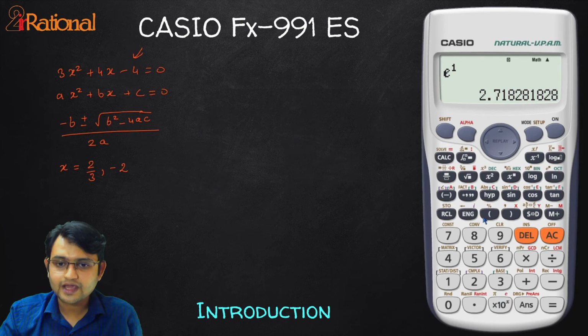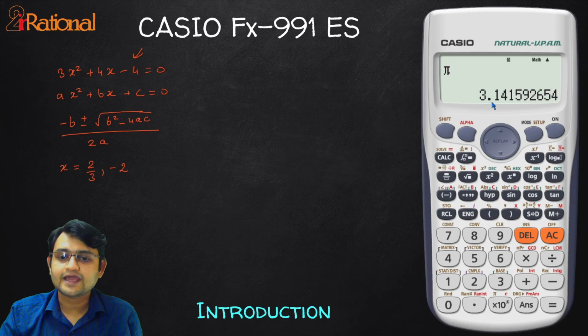Similarly, we have pi here. You can use pi. If I press shift and this, I get a pi, and if I press equal to, I am getting pi. If I want the value of pi, I'll press SD and I get 3.14159. So this shift can be used to access any of these yellow things written over our buttons.